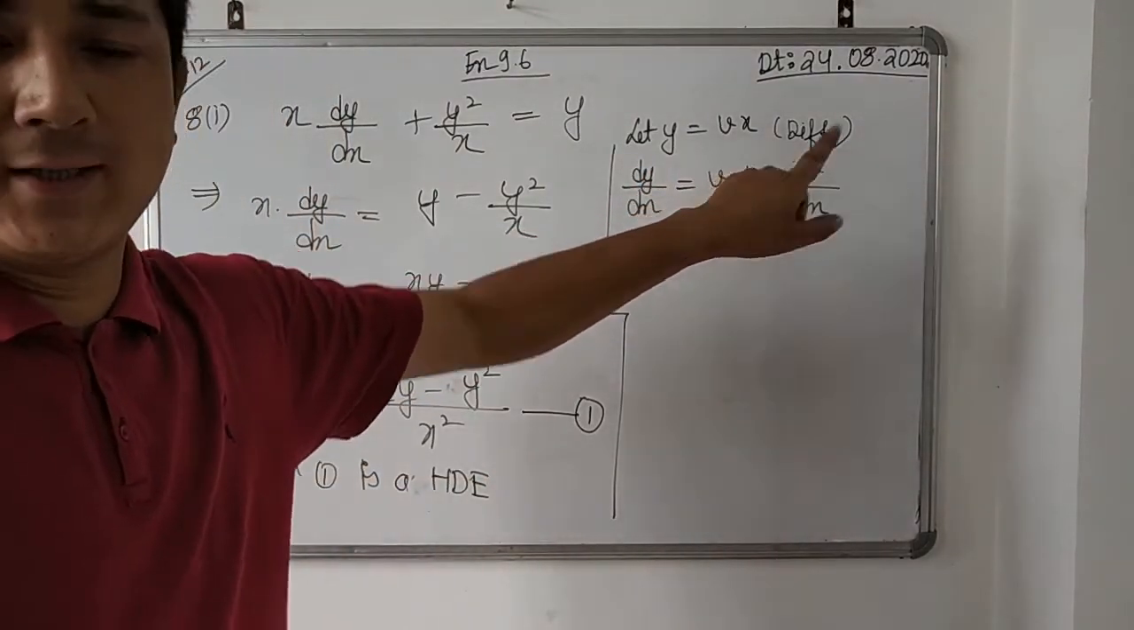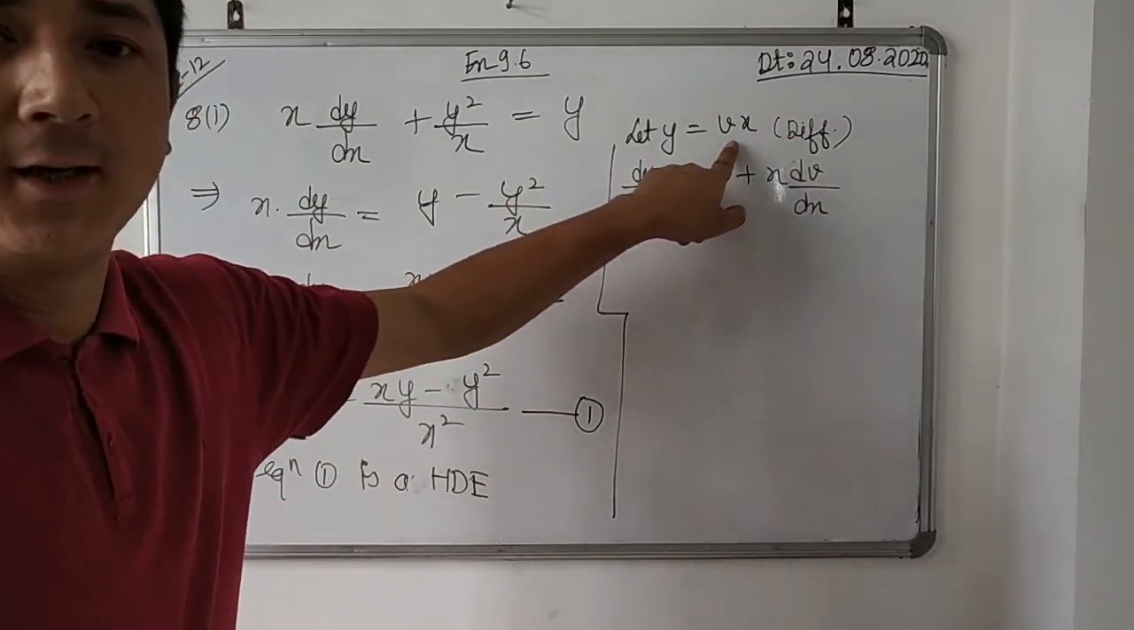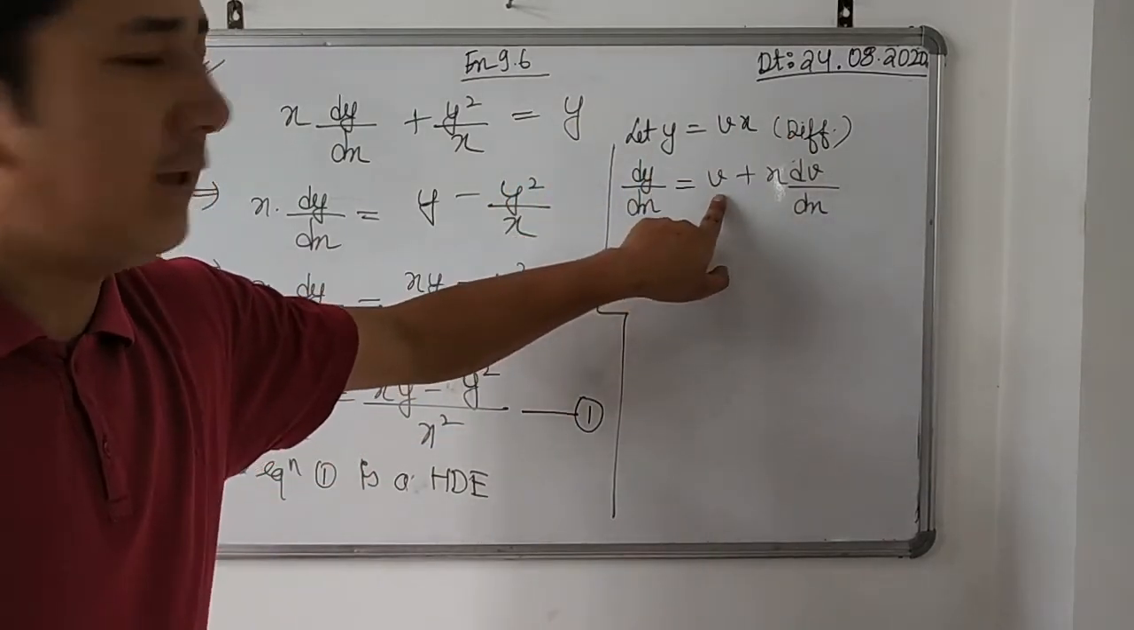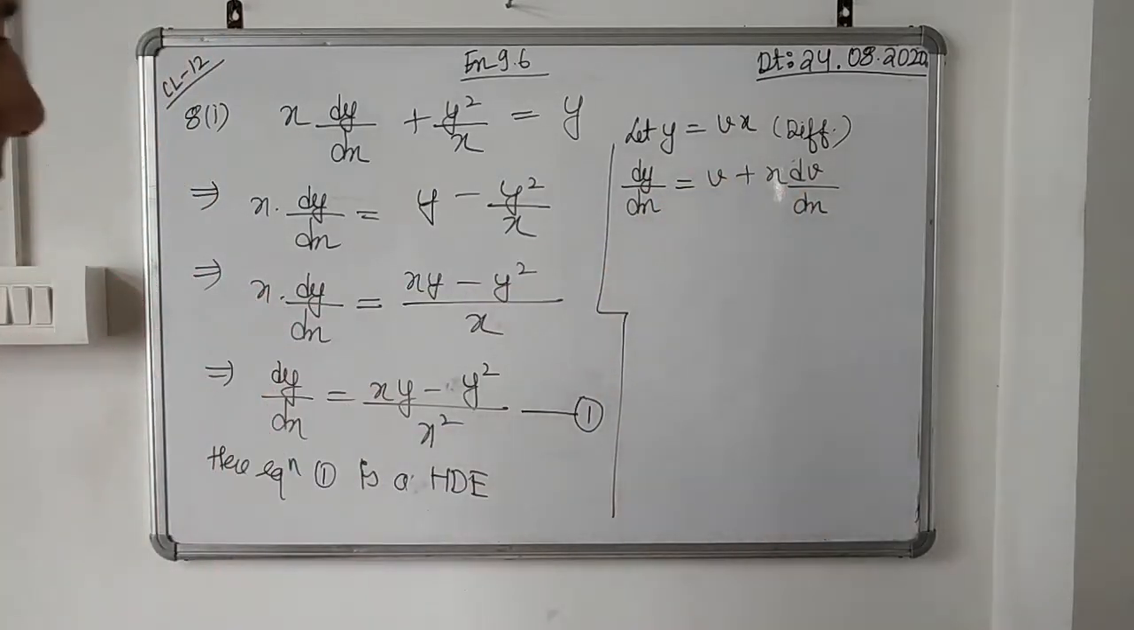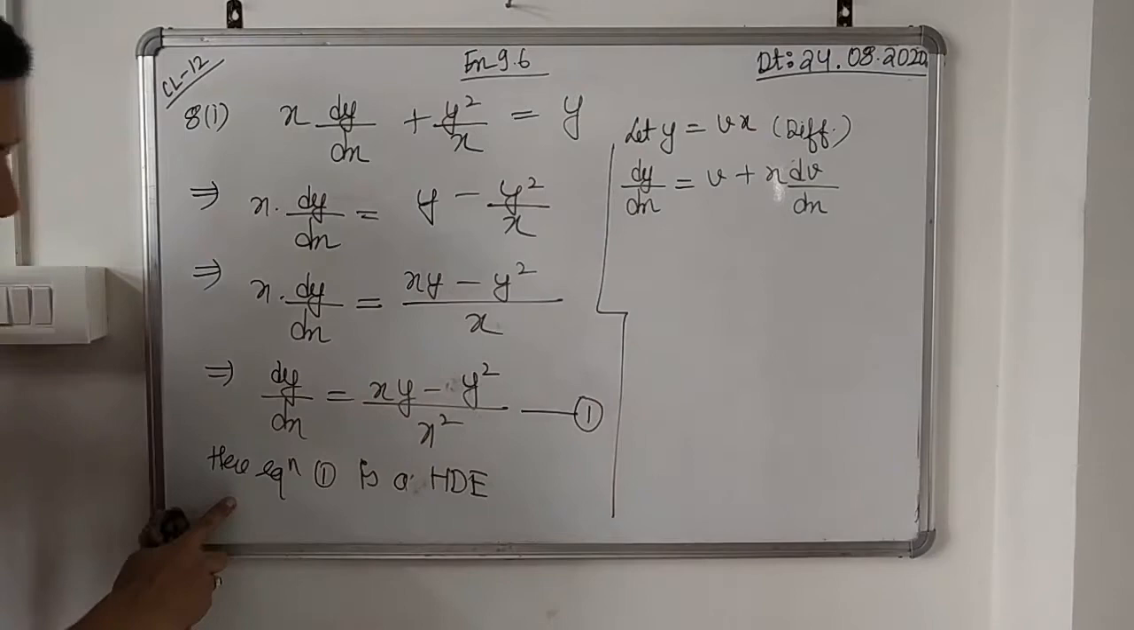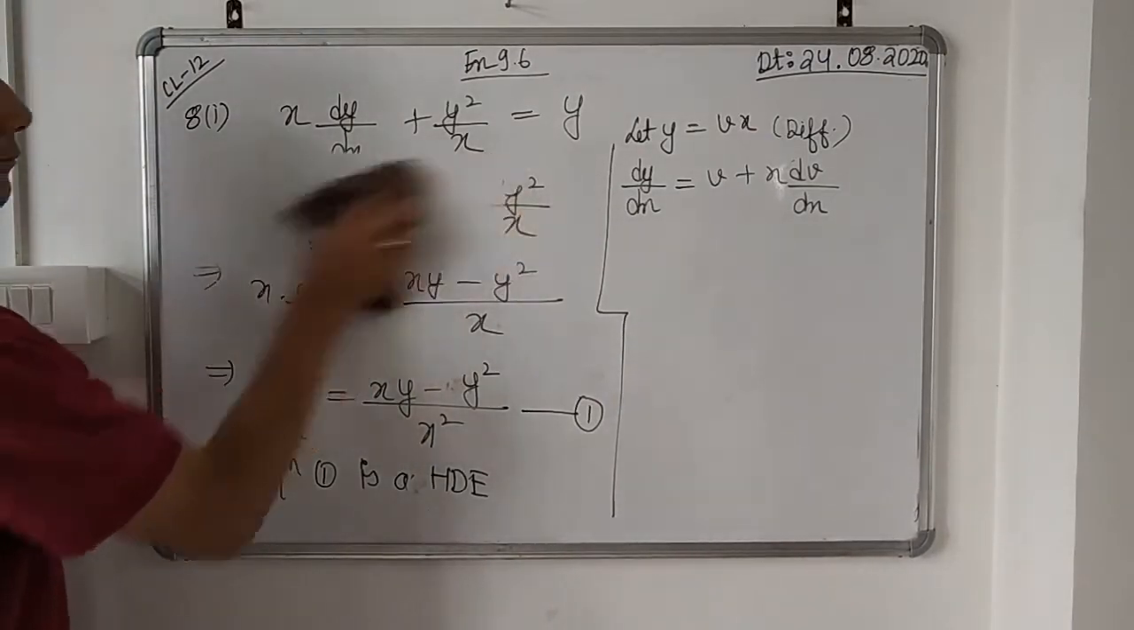Differentiate with respect to x. Remember that v is also a function of x, so we have to use the u into v rule: v d/dx of x, plus x d/dx of v, is d/dx of (vx). Okay, so we'll put the value for dy by dx quickly in equation number 1.